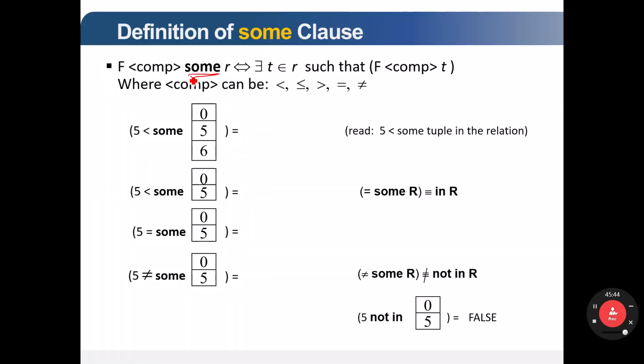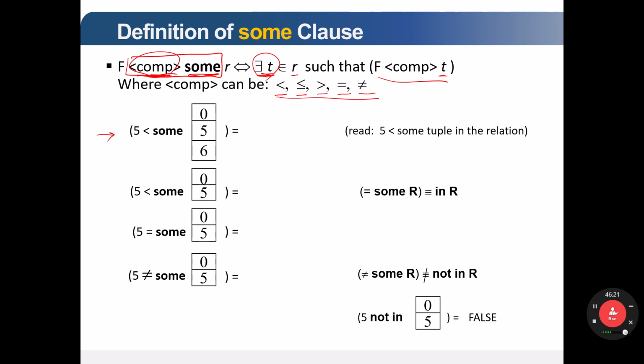So the comparison operator combined with some, this pair of operators, is equivalent to this quantifier in set theory: there exists a tuple T in set R such that the tuple satisfies a given predicate condition. Okay? And this comparison operator can be less than, equal to, greater than or equal to, not equal. Any comparison operator can be used along with the some quantifier.